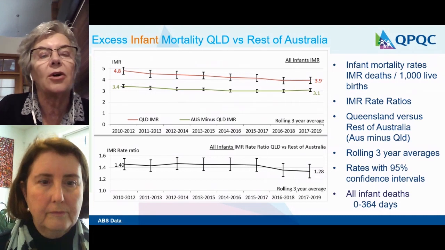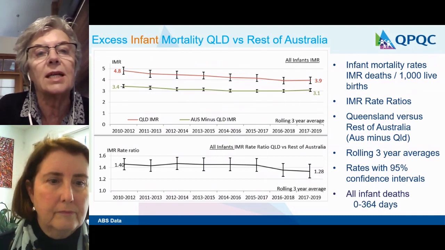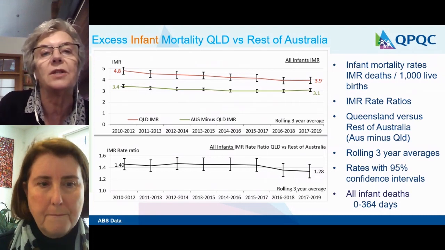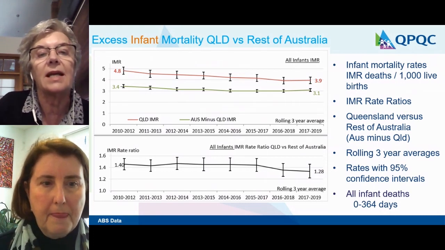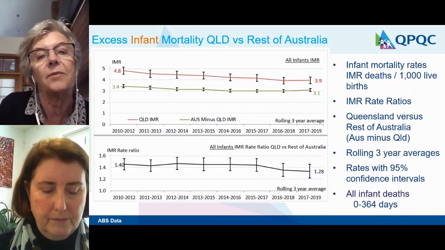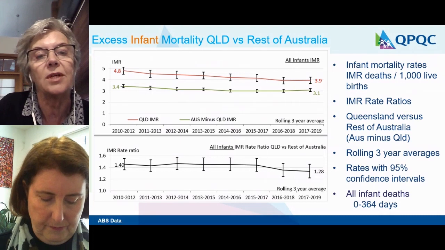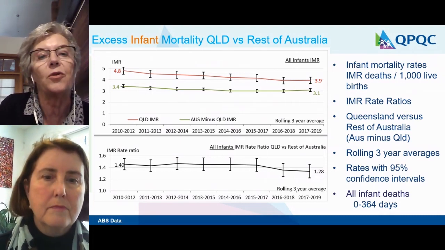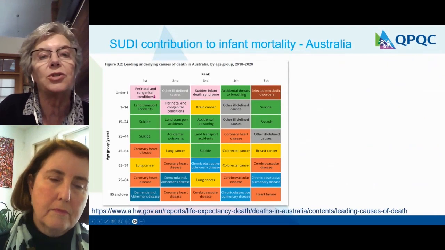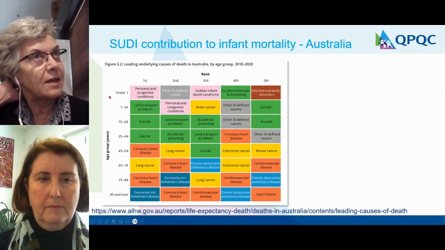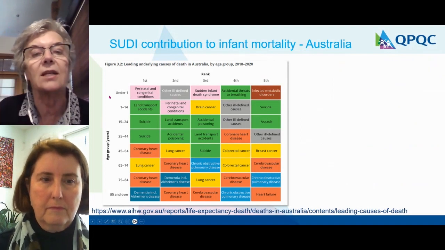We weren't sure how big a contribution SUDI was making to infant mortality and whether opportunities for prevention would make a difference. One of the barriers to understanding the extent of preventable cause of death is the cause of death coding, which is so imprecise. Just as an example, this is taken from the Australian Institute of Health and Welfare website, and it shows two issues. First of all, it doesn't show the relative proportions of death. It just shows them ranked in order 1 to 5.